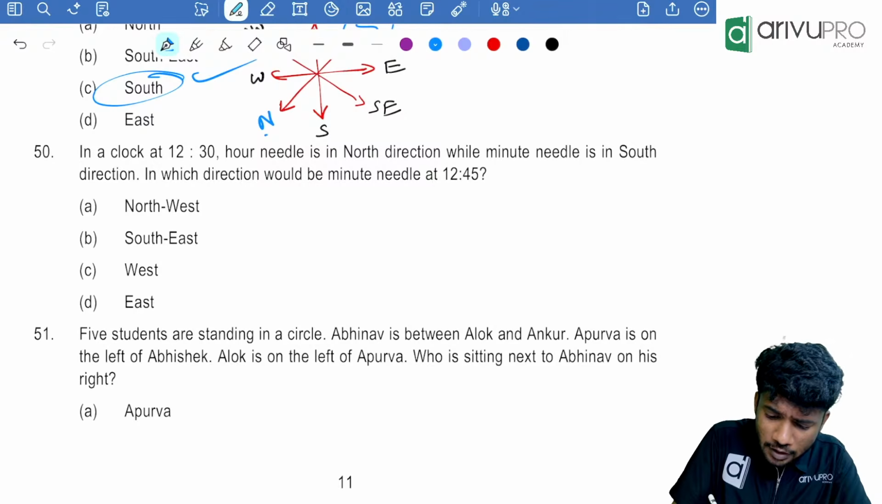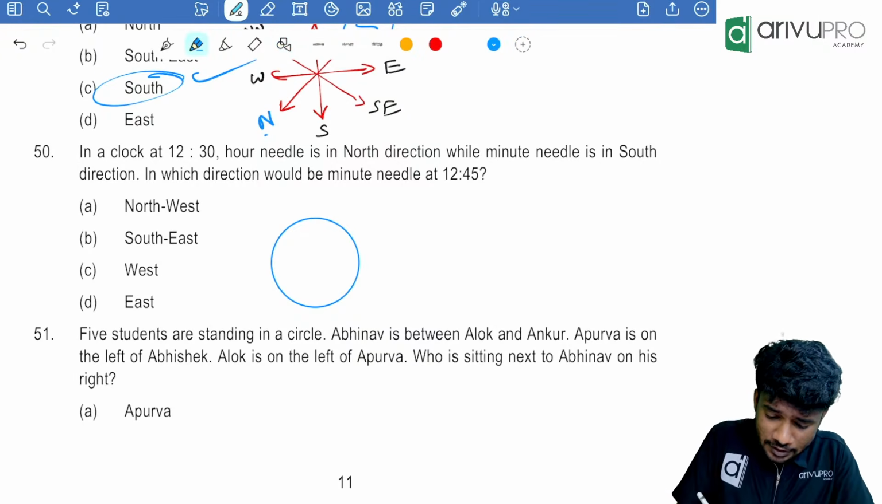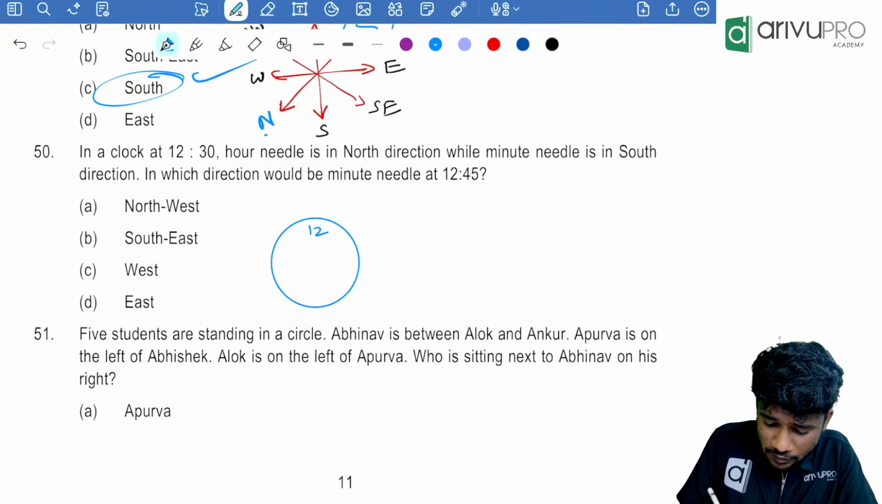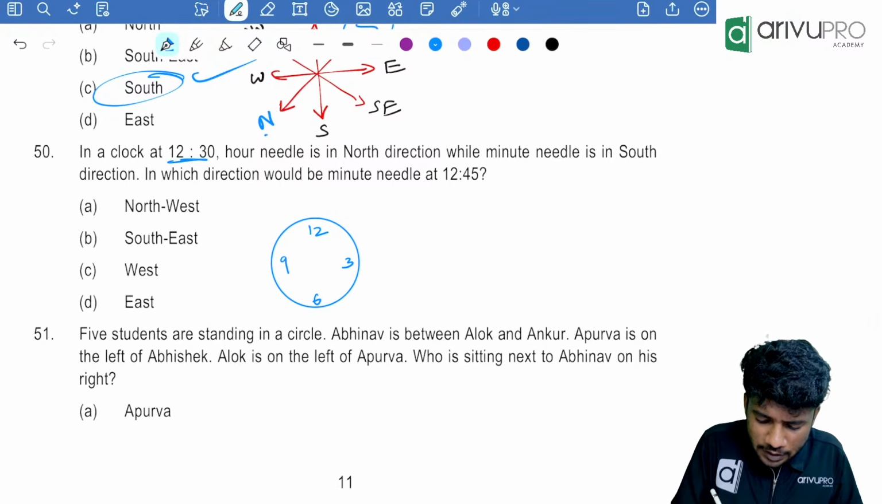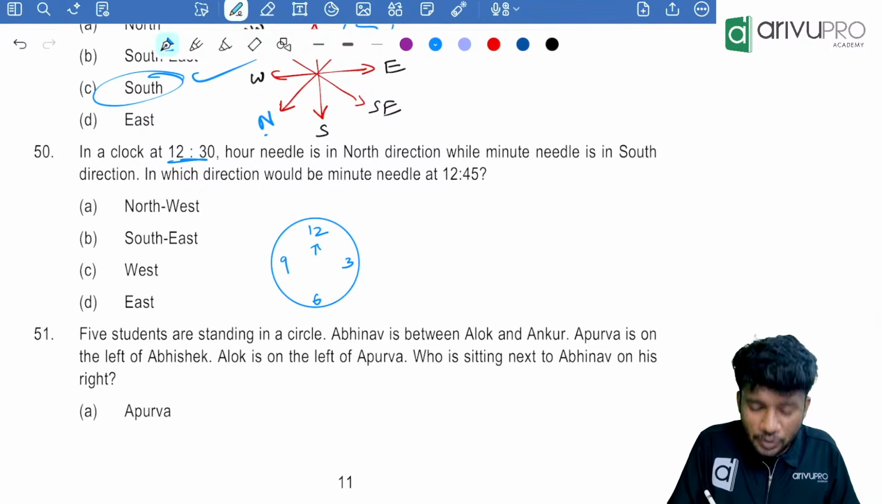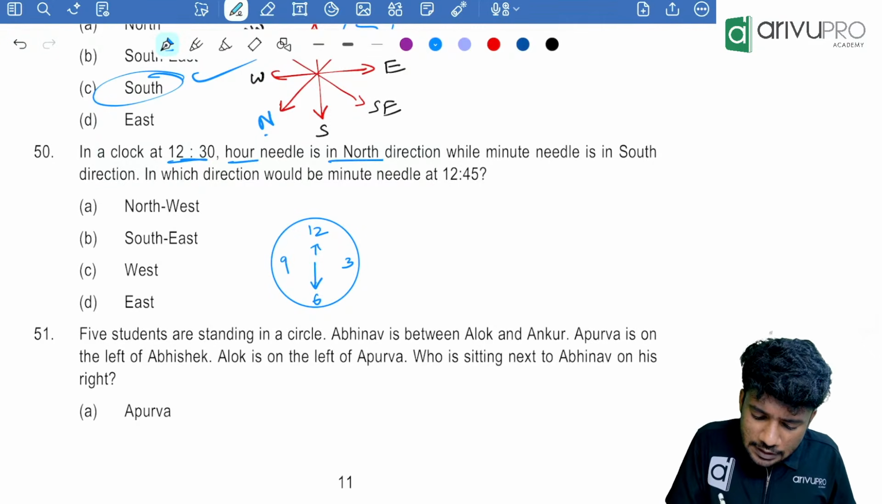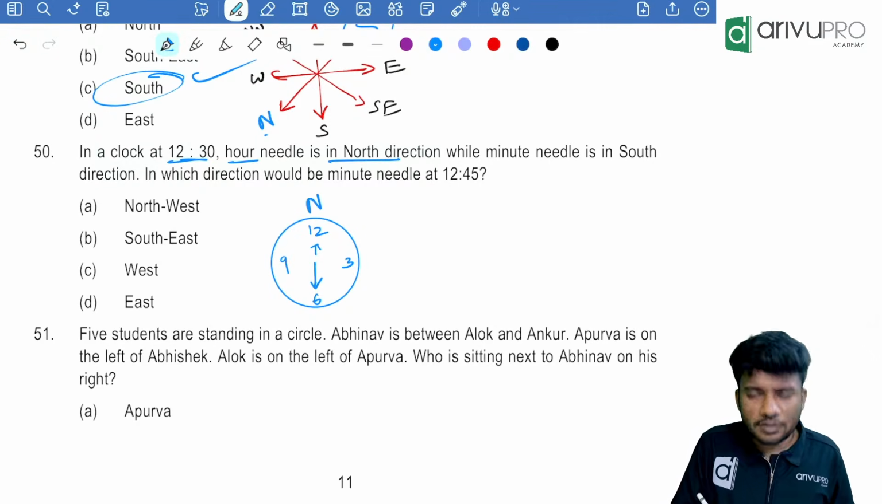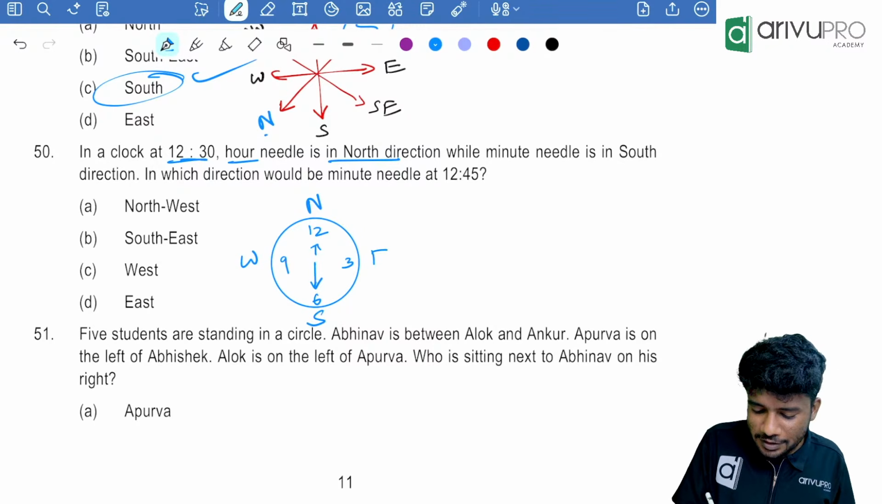Next one. In a clock. Okay, clock based question. Finally, they are asking these type of questions. Good. So, clock is there. So, where is the 12 in clock? 12 is here, 6 is here, 3 is here, 9 is there. Everything is there. Then what are they telling? At 12:30. 12:30 means the hour needle looks towards 12 and the minute needle looks towards 6. Correct? Then the hour needle is in the north direction. So, this is north. Obviously, then opposite should be south. So, this should be west. It is east. Very direct.